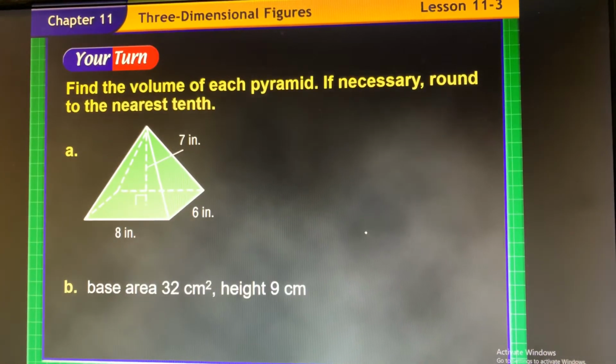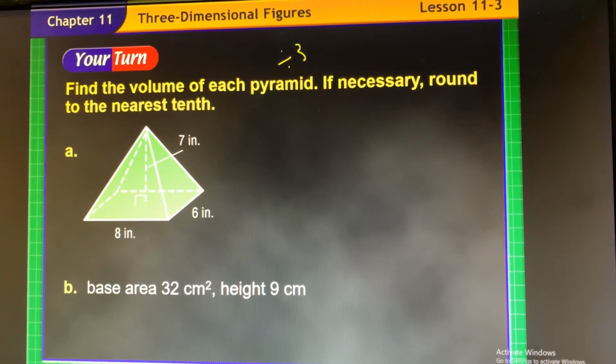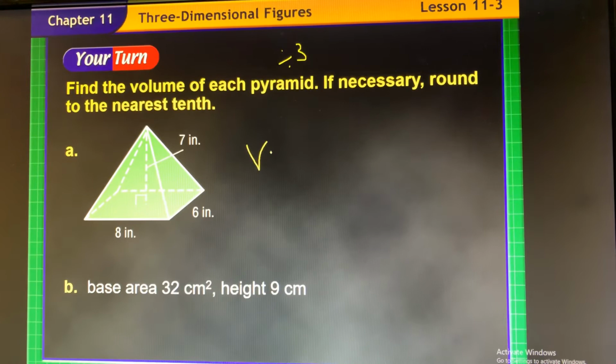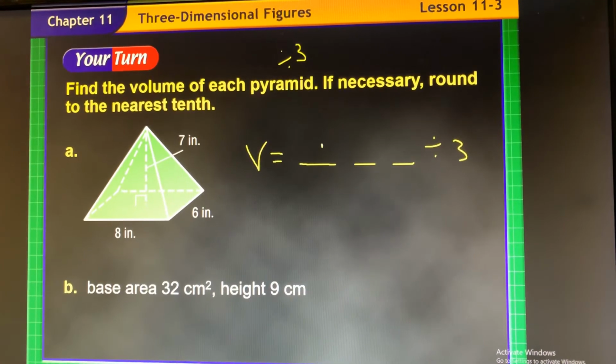And there we go again. It's a pyramid, so you know it's divided by 3. Pyramids are divided by 3. So volume is equal to 3 lines divided by 3. It's a rectangular pyramid. 8 by 6, height of the figure is 7.